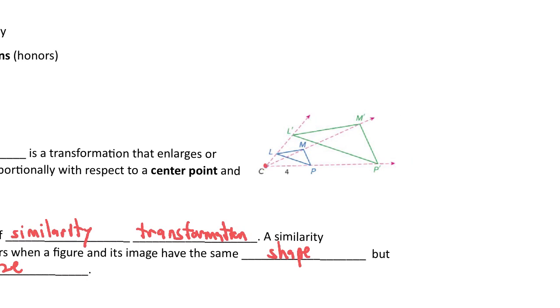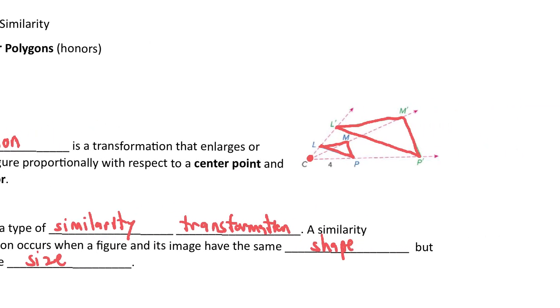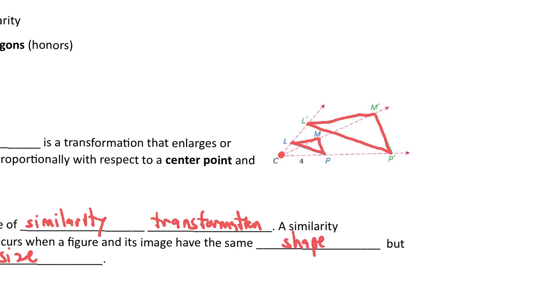We can see that there is a center of dilation, C, and we can see that there's LMP right here, and it's enlarged to form L prime, M prime, P prime. It's enlarged by some scale factor. Now, we don't know exactly what that scale factor is, but it's certainly enlarging LMP. So the scale factor K must be greater than 1. Only a scale factor greater than 1 enlarges. All right, let's move on.